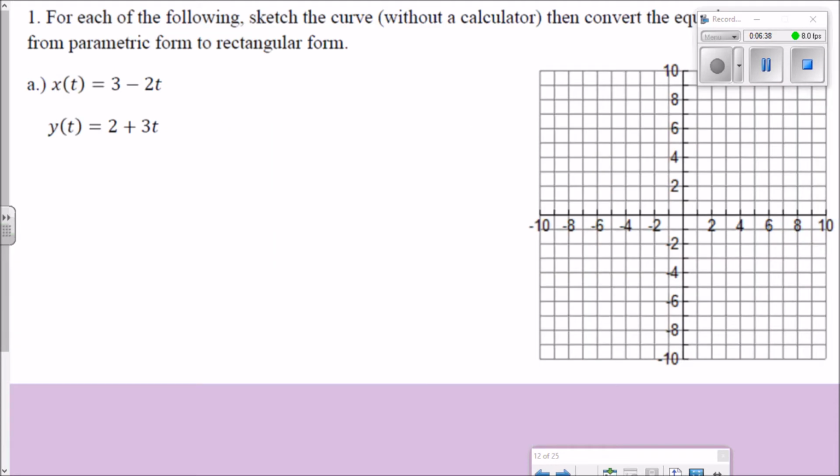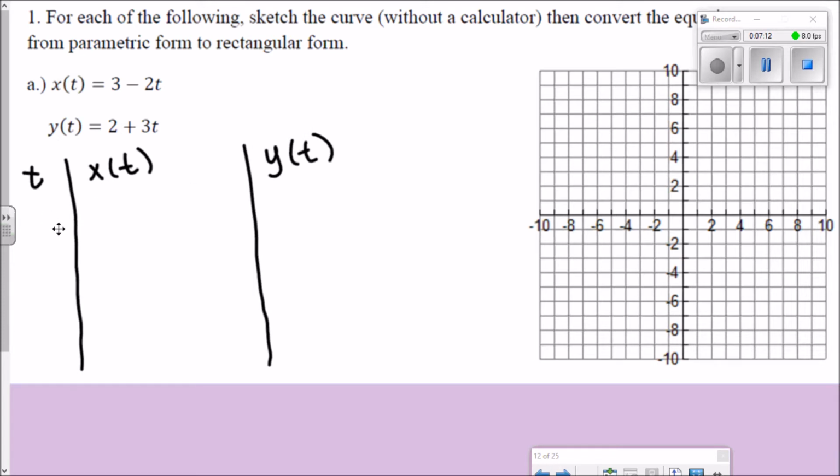Let's try one out. This says for each of the following, sketch the curve without a calculator, then convert the equation from parametric form to rectangular form. All right, so let's go ahead and try that out. First thing I'm going to do is make the table. The table is always going to have three variables on it. It's going to have my time, it's going to have my x value, and it's going to have my y value.